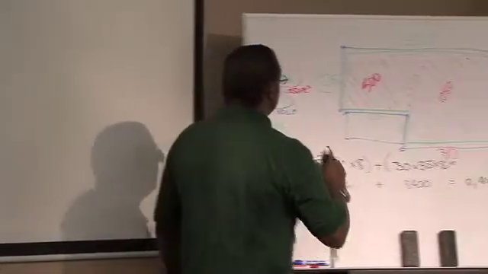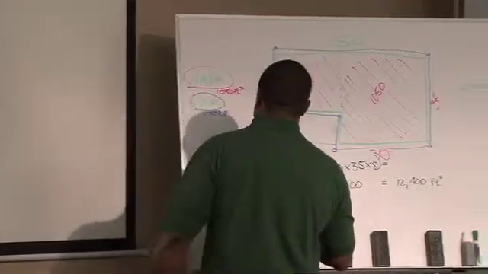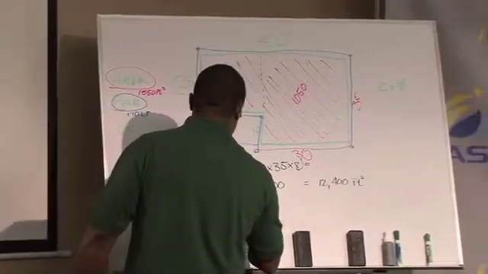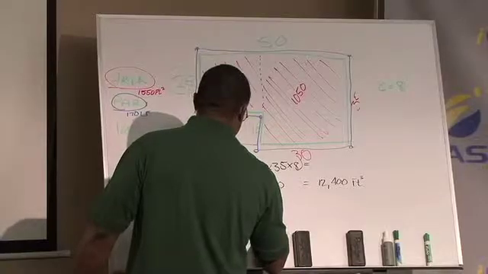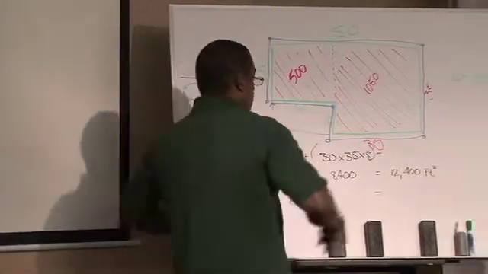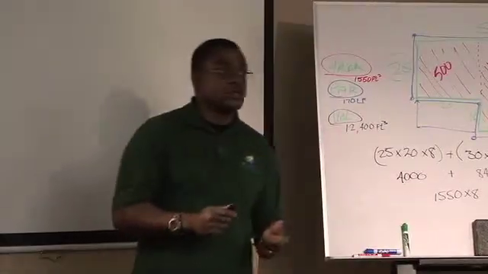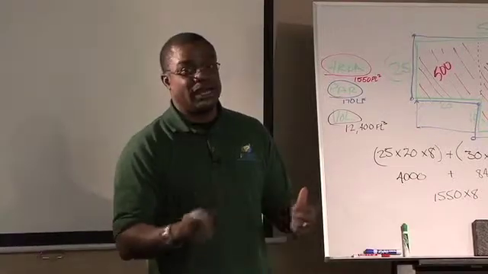Now, I also said that it was the square footage times the height. So let's try that. Let's take 1,550 and multiply it by 8, and what do we get? 12,400, right?